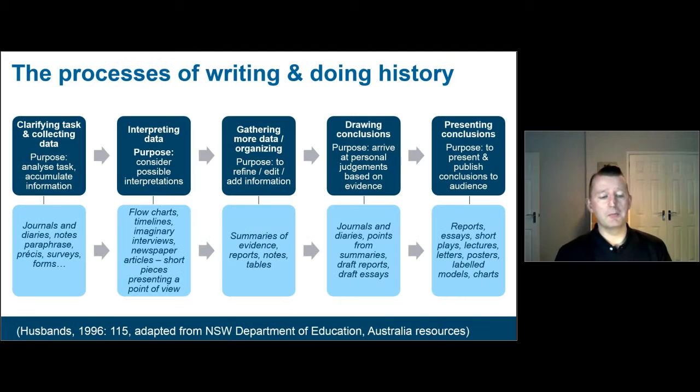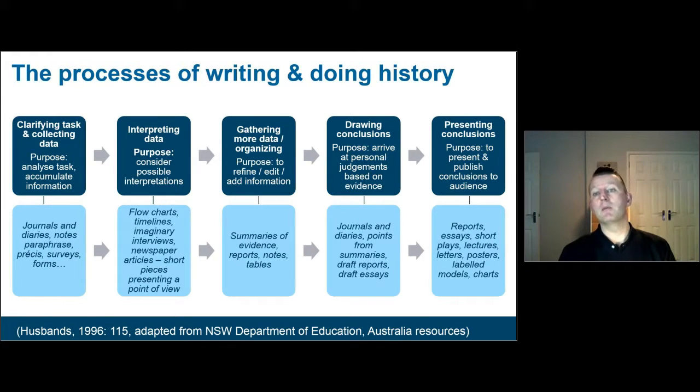So here's the model that I was going on to talk about with Chris Husbands. Across the top in the dark blue boxes, he summarises the process of doing history. He says the first phase is to clarify the task or our inquiry question and to collect data. The second phase is to interpret the data, but we're open and we're coming up with different possible interpretations here. Then we gather more data and we confirm our organisation, so we're refining, editing, adding information. We're just confirming our hypotheses and moving towards greater certainty. Then we start to draw conclusions. We're arriving at personal judgments but based on the evidence.